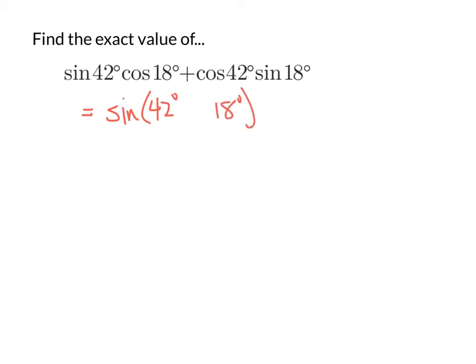But is it plus or is it minus? And with sine, the adding or subtracting that's in the middle is going to be the same. So when we add these two together, 42 degrees plus 18 degrees makes 60 degrees, a nice value that we should know. And for the sine of 60 degrees, that is the square root of 3 over 2.